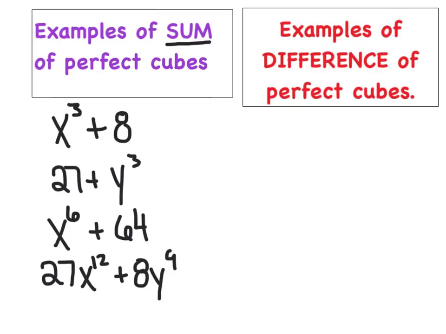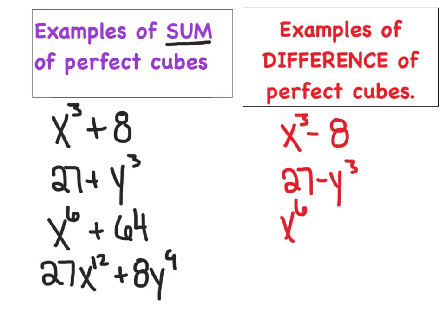Conversely, examples of the difference of two perfect cubes just mean we're replacing the plus signs with minus signs. So now it could be x cubed minus 8, or it could be 27 minus y cubed, etc., etc. Like we said, we're just replacing the plus signs with minus signs, but they're all perfect cubes still.